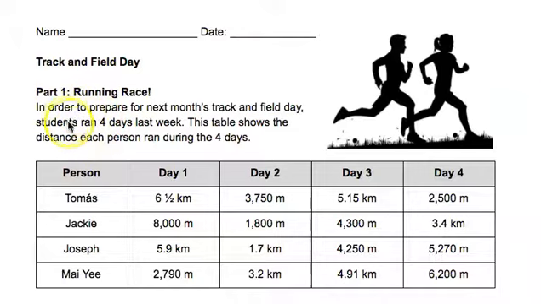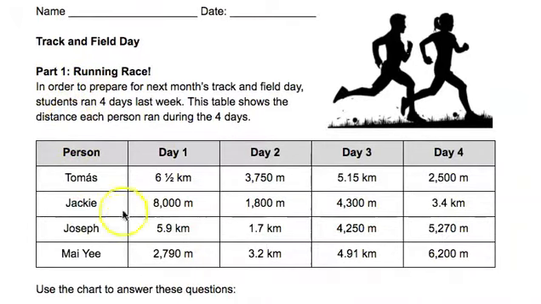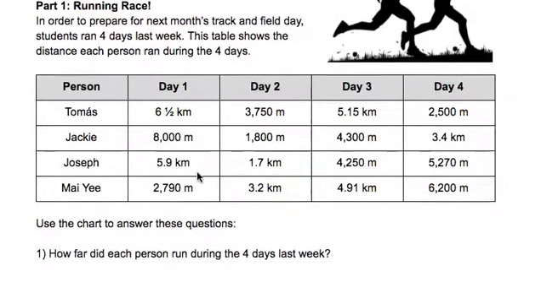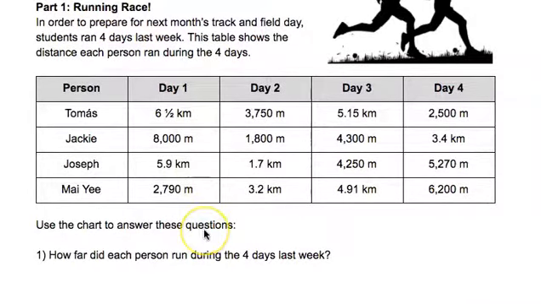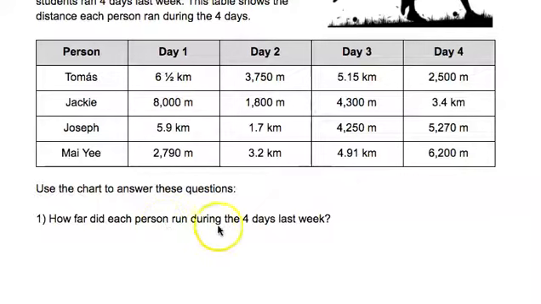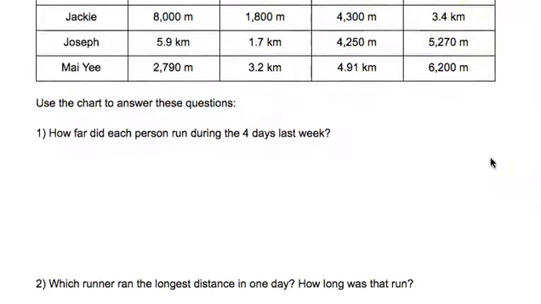In part 1, you see a table of people and how far, or the distance, they've run during 4 days. Something you might notice is that there are different units used to measure. So you're going to have to do some conversions here. Use the chart to answer the questions. How far did each person run during the 4 days last week? So you're going to need to do a total of the 4 days for each person.